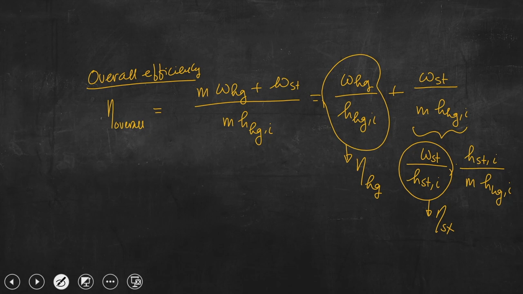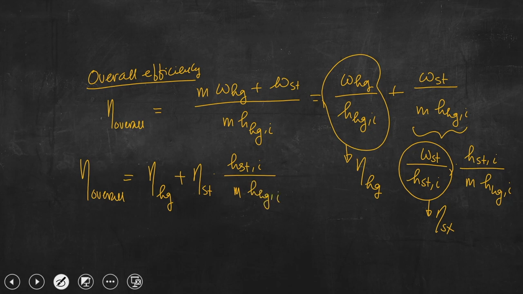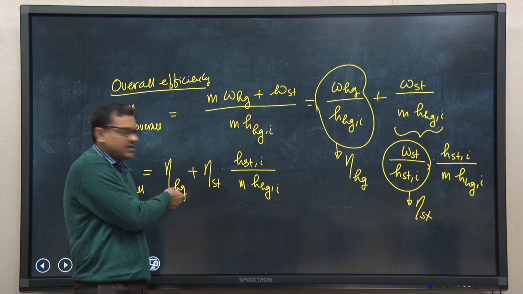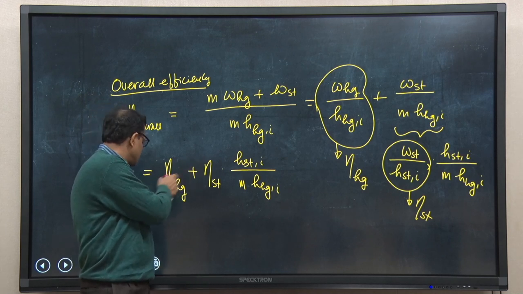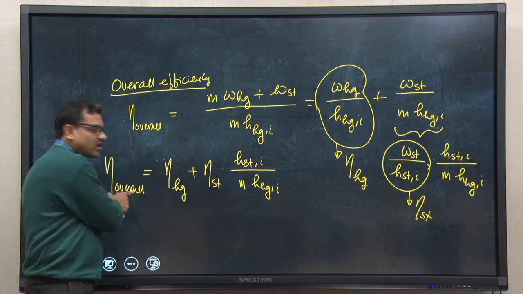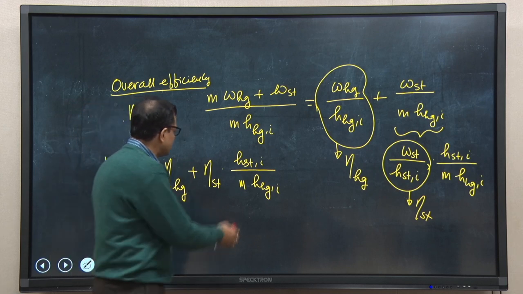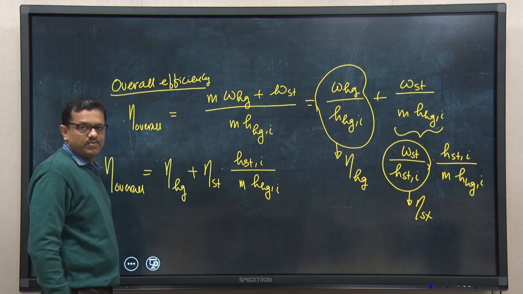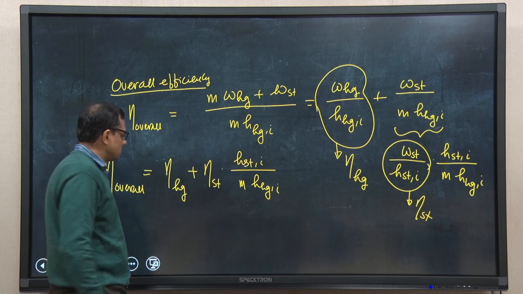So you can write that eta overall equals eta HG plus eta ST into HST comma I divided by m HG comma I. Even so, it is not in a completely closed form. So from here also we cannot say what would be the contribution by the steam cycle towards the overall efficiency. It is not the closed form. Rather, what we need to do is again try to write this expression in terms of the efficiencies, either steam cycle efficiency or mercury cycle efficiency. What about this term?